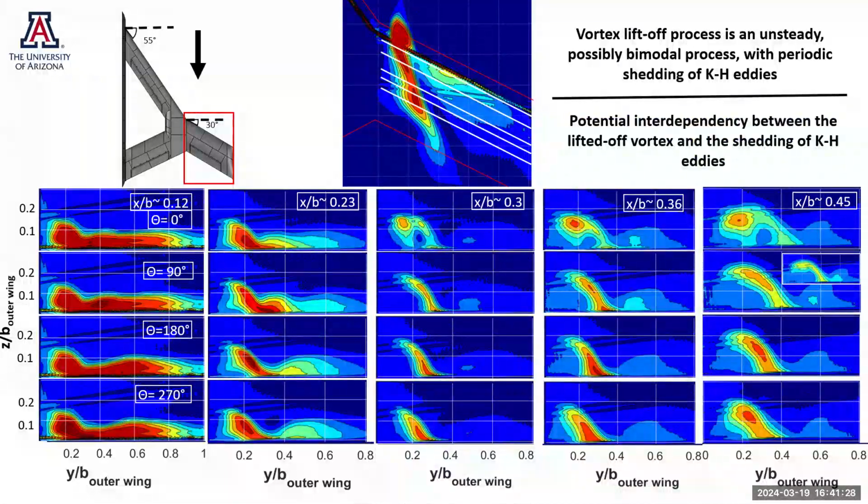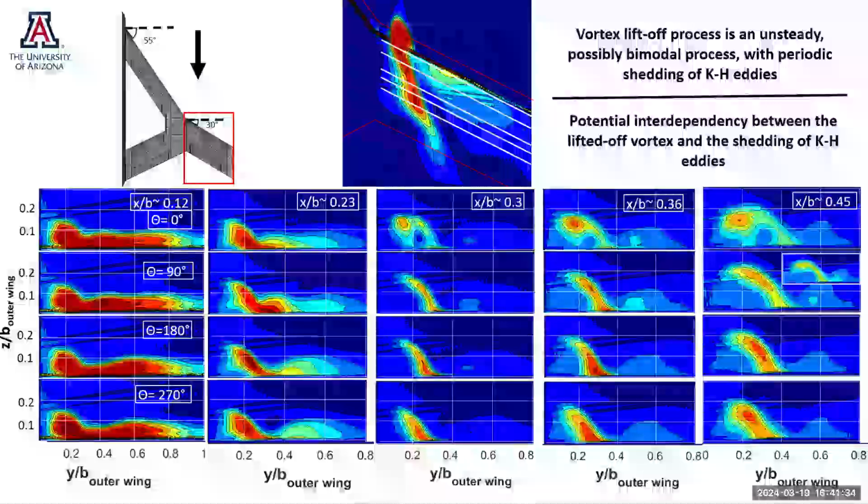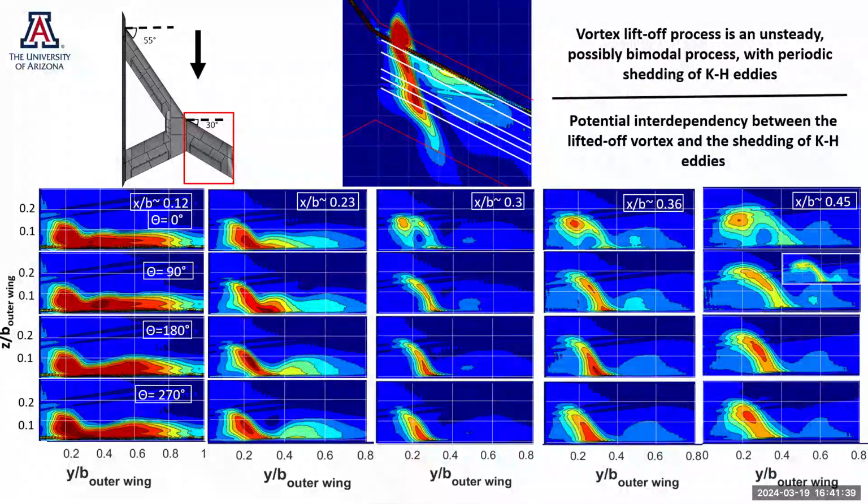So this liftoff process is an unsteady, possibly bimodal process with periodic shedding on the outer wing of these KH eddies. And if we do the phase analysis, we can see that there potentially might be an interdependence of how these KH eddies are being shed in the horizontal orientation versus how these structures are oscillating in the vertical direction. So that interdependency needs to be investigated as well.